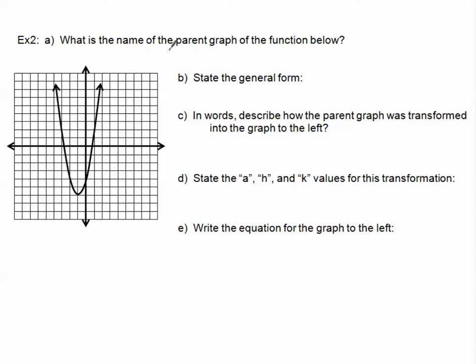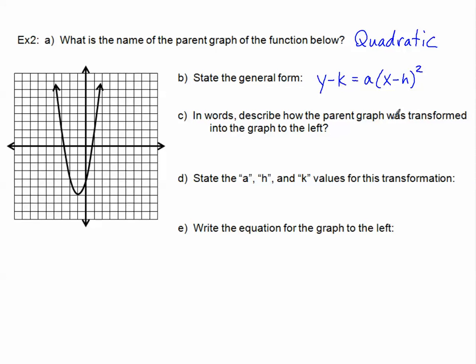Part A says, what's the name of this parent function? Well, this is clearly a quadratic function. The name of this graph is a parabola. It is quadratic. This is the quadratic function. It says state the general form, so I'm going to write y minus k is equal to a times x minus h in a set of parentheses that's being squared. And again, I just choose to put the k with the y. Some people put plus k over here so that they can have y equals.